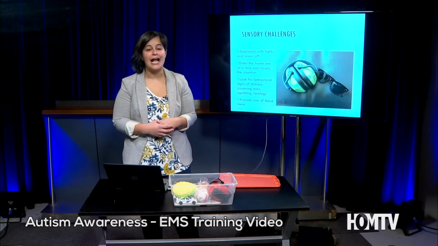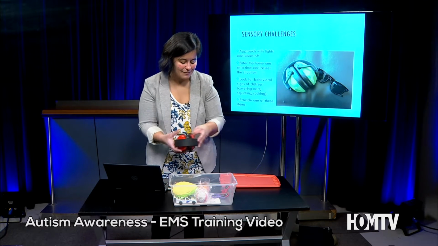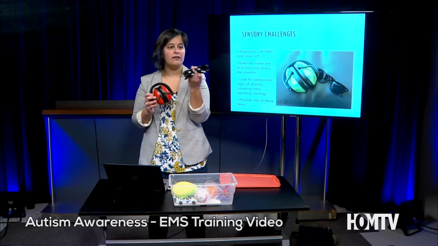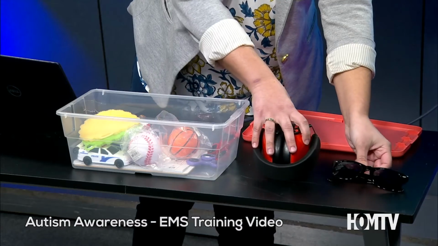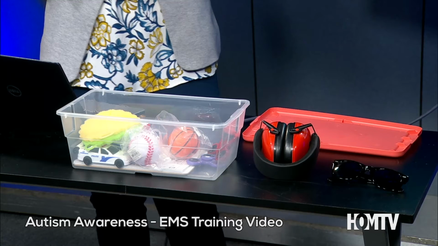So sensory challenges, this is the easiest place to start, and I think these are the most obvious items in the kit. So we've got a pair of noise-canceling headphones and a pair of glasses here. And these things, if you take a look, headphones reduce sound, sunglasses reduce light.